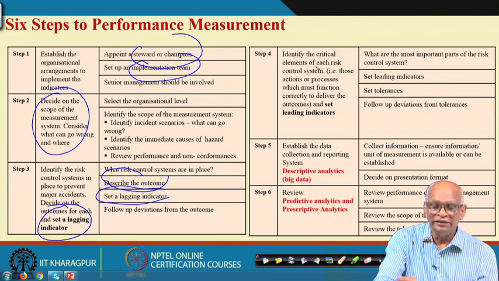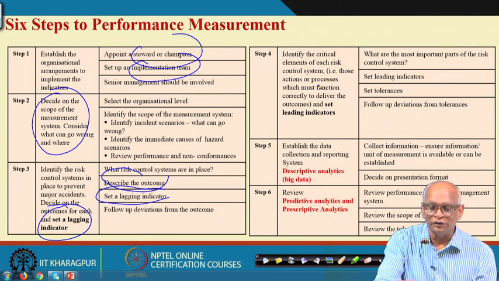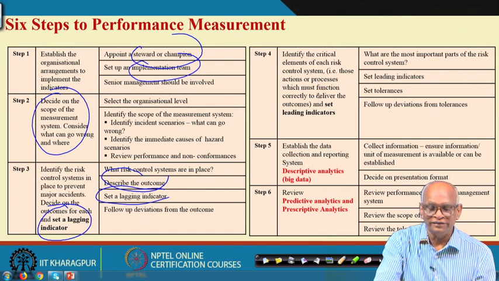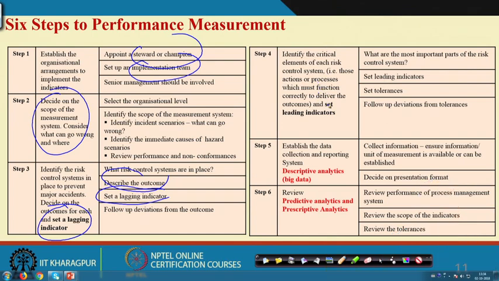Leading indicators identify critical elements of each risk control system, those actions and processes which must function correctly. What are those things? Percentage of inspections, percentage of compliances, all those things. If it is performing at 70%, you should think whether it is acceptable or not. So, we will find out the leading indicators.